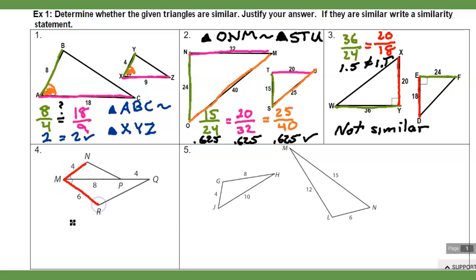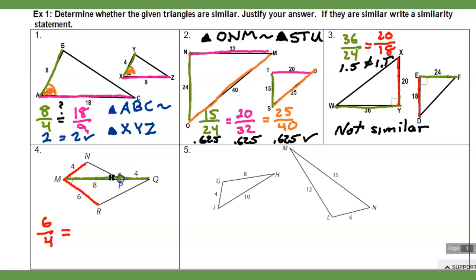So those two. And I can do small over large, I can go either way. I'll do the big triangle over the small this time. I'll do 6 over 4. And is that the same as this big length? What is this whole length from M to Q?